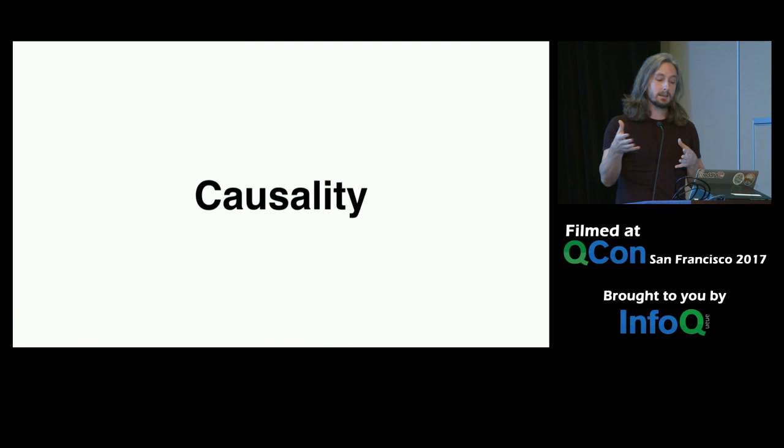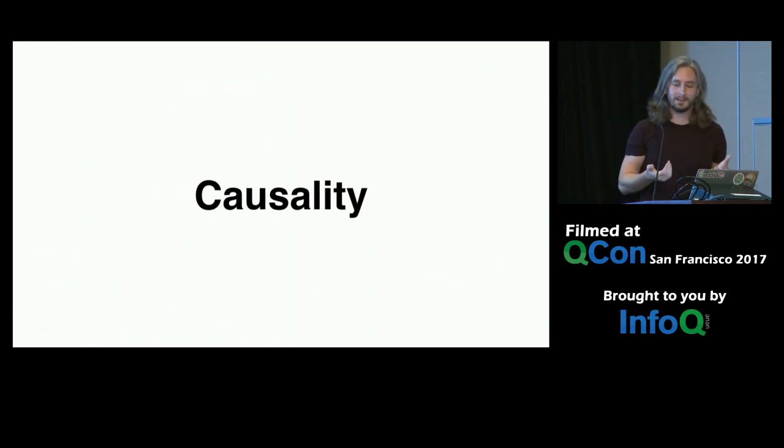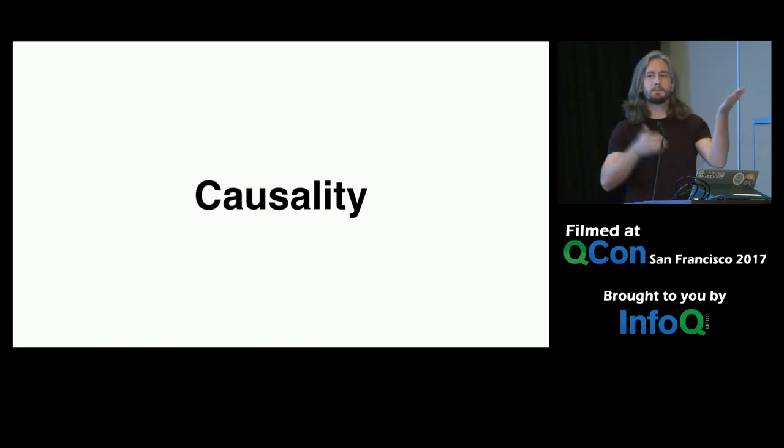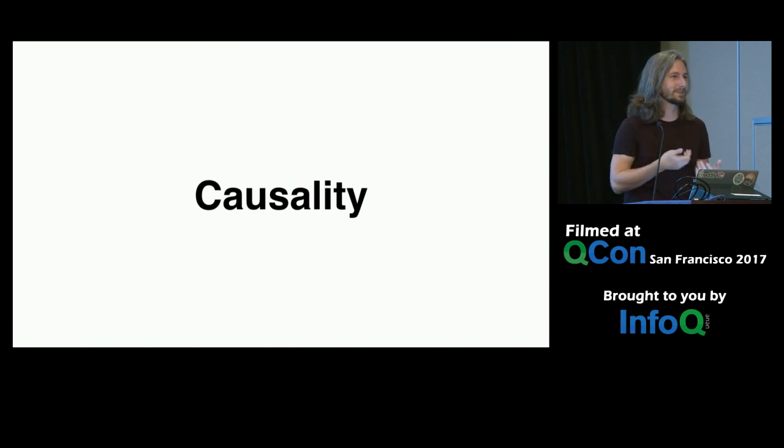So with causality, the idea is that we assign a partial order to events. What does that mean? It allows us to say that some events happened before or after other events, but it also allows us to say that some events actually just happened at the same time. One could think of it as much more consistent with how the world actually works. Our universe is a lot more causally consistent than it is linearizable.